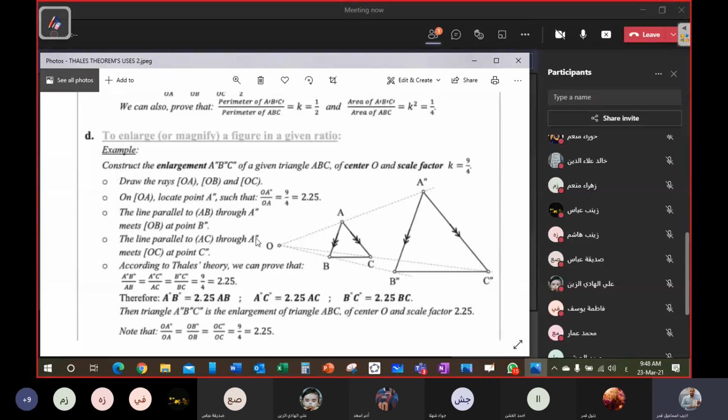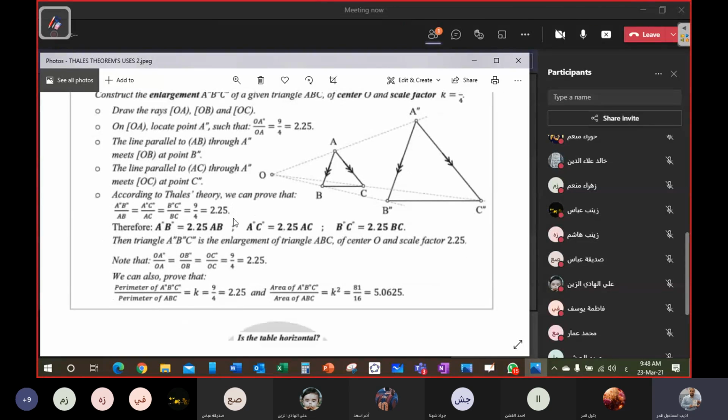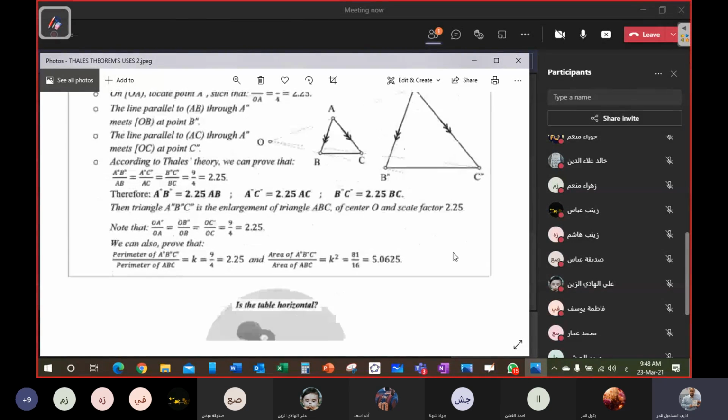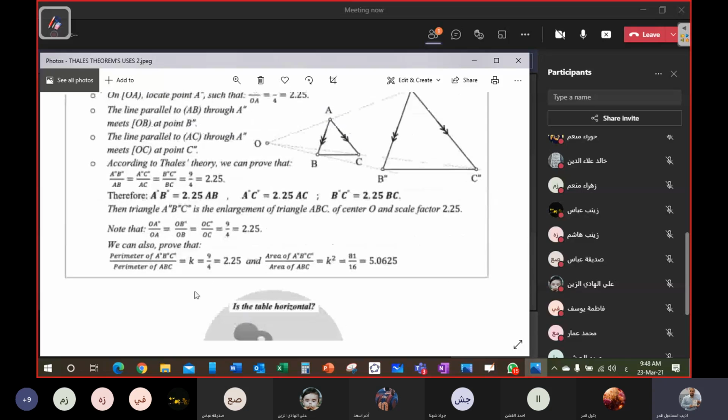Okay, this was the last part. What can we say about the perimeter and the area here? In this case, perimeter of A double prime, B double prime, C double prime over perimeter of ABC is equal to K, equal 9/4, and area of A double prime, B double prime, C double prime over area of ABC equals K squared, equal 81/16, which is 5.0625.